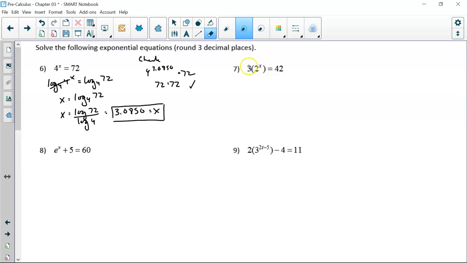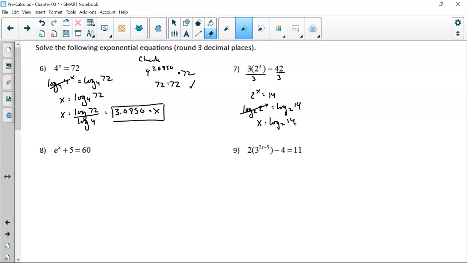Number 7. We want to start by isolating the exponential. So we're going to start by dividing both sides by 3. So we end up with 2 to the x equals 14. 14 is not a multiple of 2, so I can't rewrite this. So what I have to do is use the inverse of exponential, which is log. Since the base of the exponential is 2, the base of our log is 2. Log base 2 of 2 to the x equals the log base 2 of 14. The log base 2 of 2, they cancel out, so we're left with x equals log base 2 of 14.